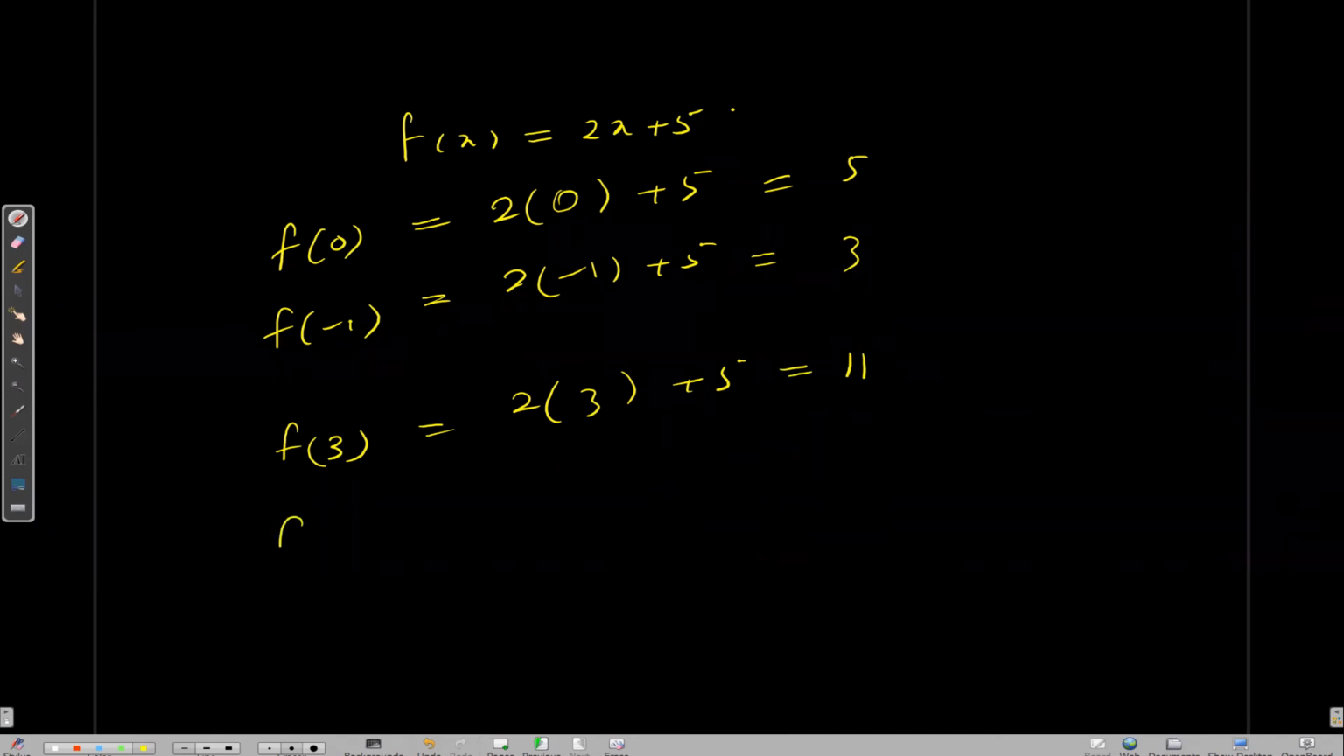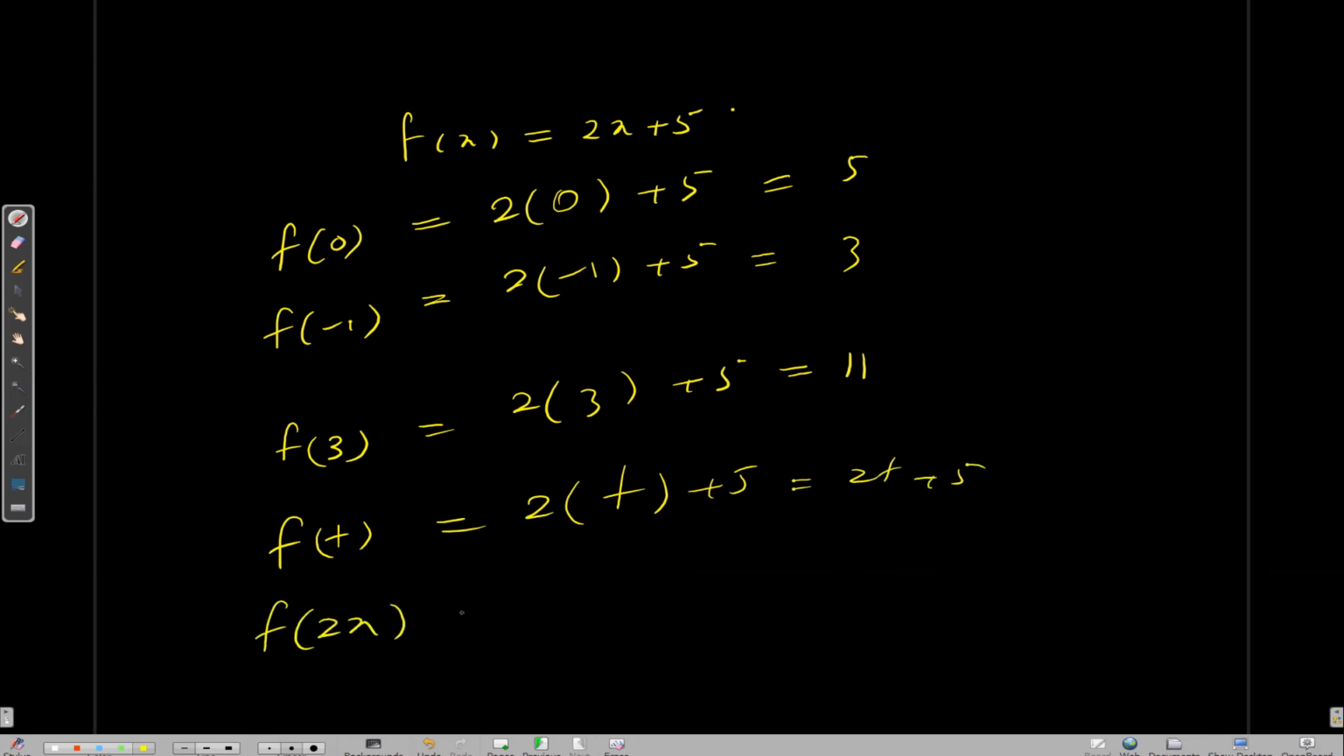Now at this point you have to be careful. How about if I ask you f of t? Now instead of x, just t. So 2t plus 5. That's the best you can do. How about f of 2x? Well, instead of x, now you are inputting 2x, so x is replaced by 2x. So 2 times 2x plus 5, which is 4x plus 5.